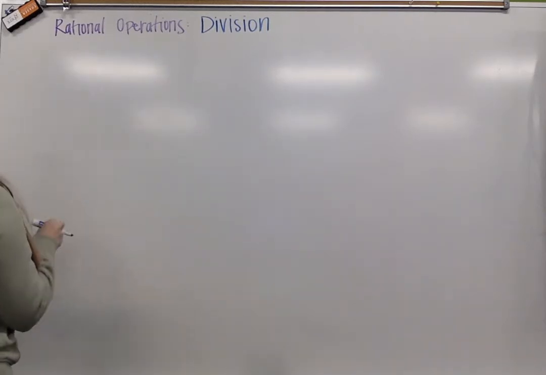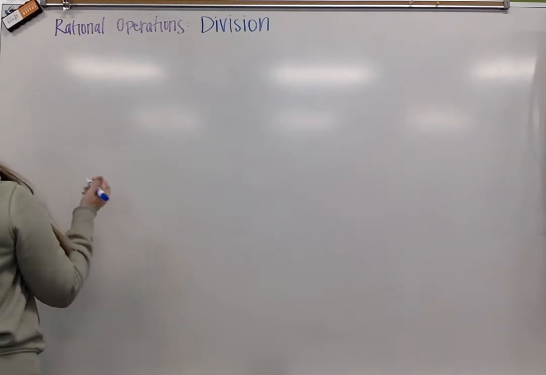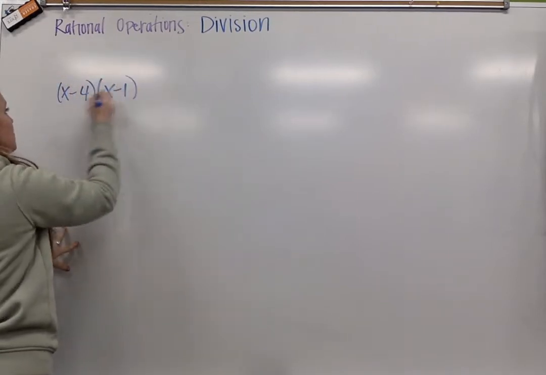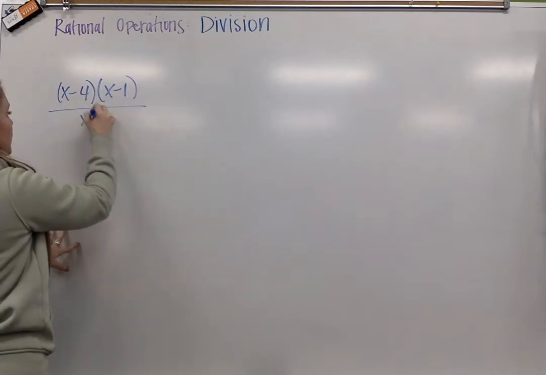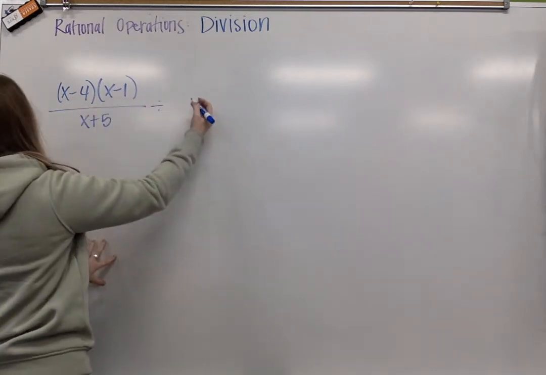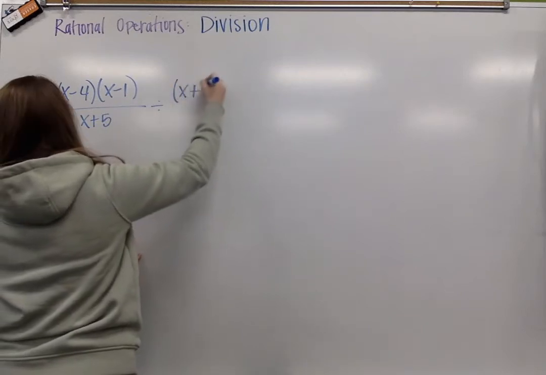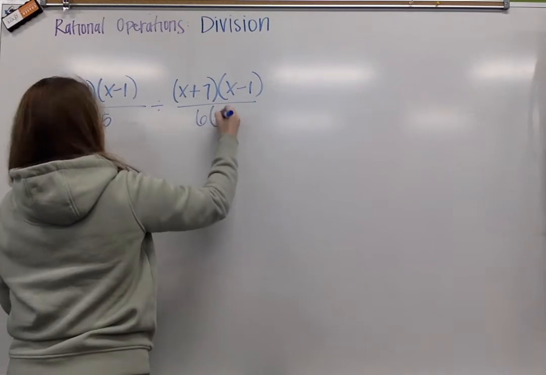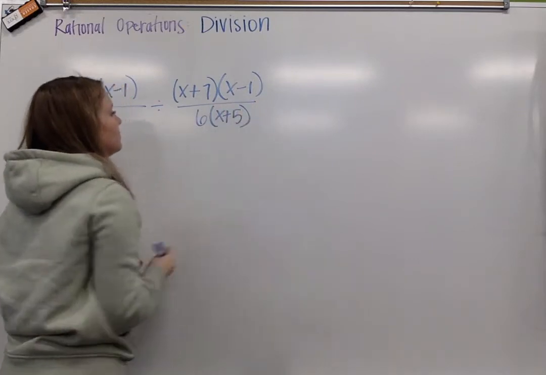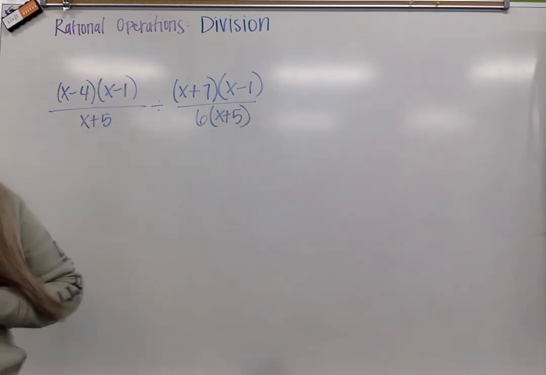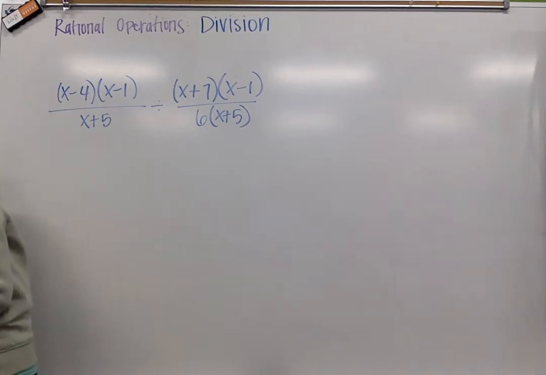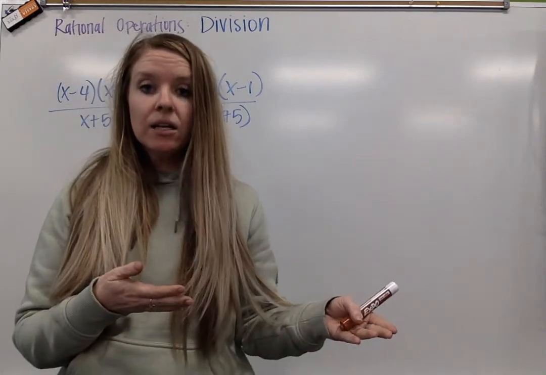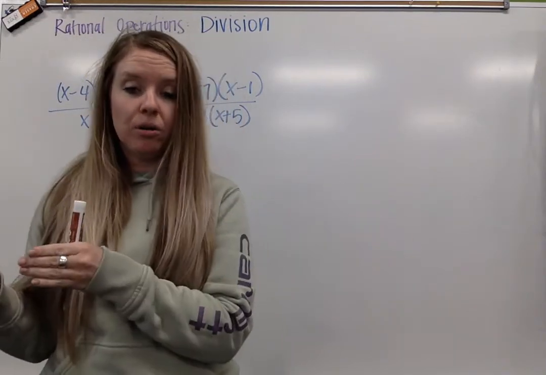just so we can see what happens with our factors. All right, so this one is x minus 4 times x minus 1 over x plus 5, divided by x plus 7 times x minus 1 over 6 times x plus 5. So we're presented with this problem. From here, we are going to simplify it. When we're dividing, we multiply by the reciprocal.